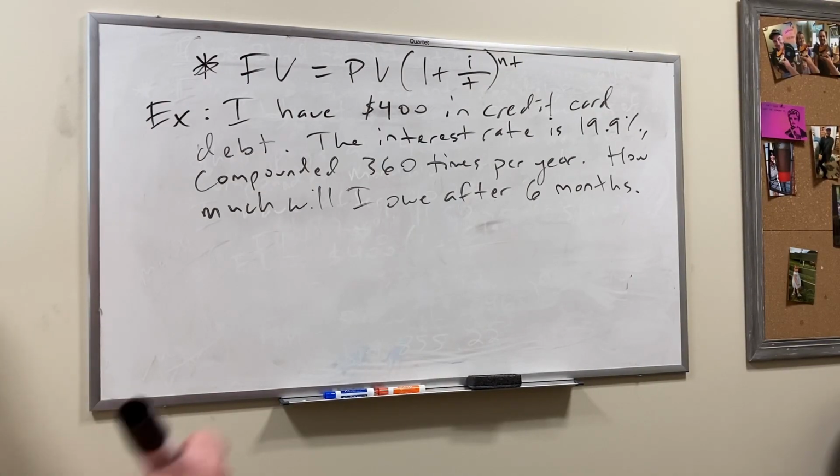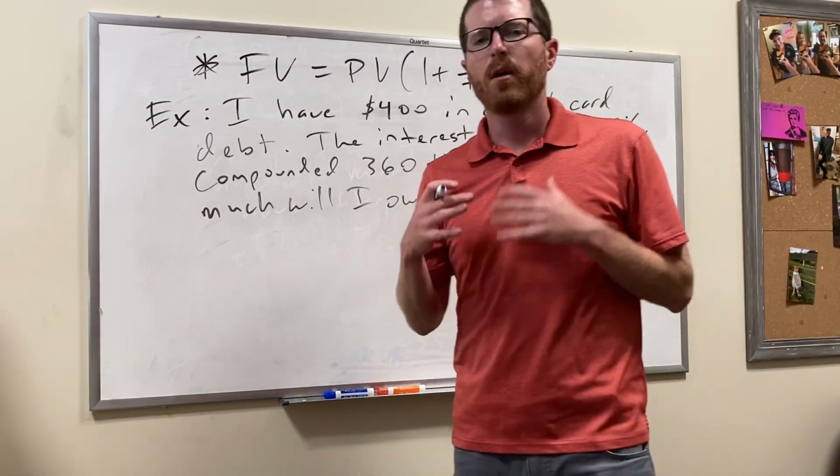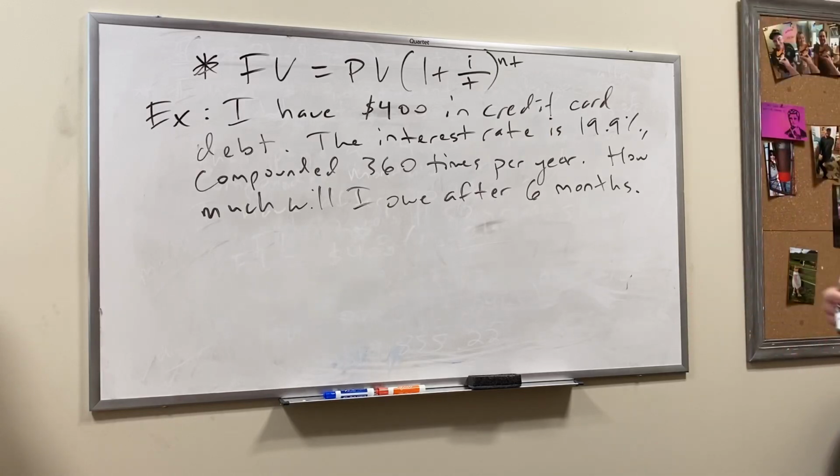All right, so now let's think about an example with debt. Still dealing with a compounding interest problem, but let's think about it now in terms of debt. So let's take a quick look at this question here. I have $400 in credit card debt. The interest rate is 19.9%, compounded 360 times per year. How much will I owe after 6 months?